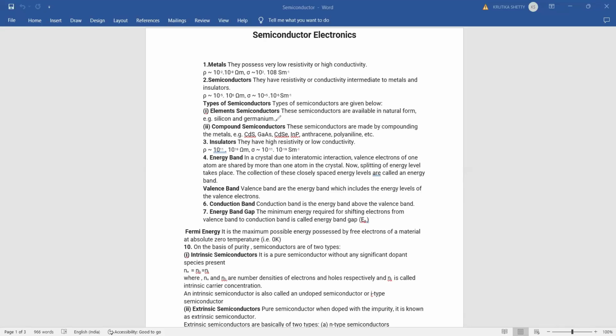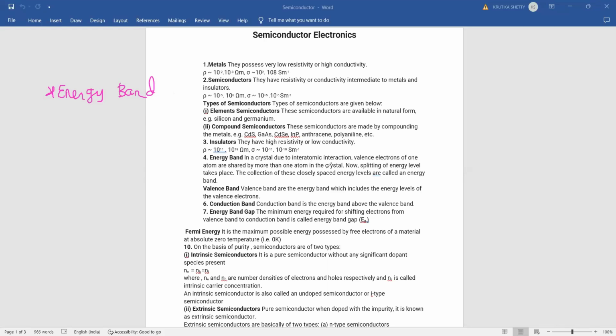Okay. Next, we have the definition of the energy band. Then we have the valence band, conduction band, and energy gap. These are the basic definitions needed to continue with the studies in this chapter. The first definition we are discussing is the energy band. So see what the energy band is here.